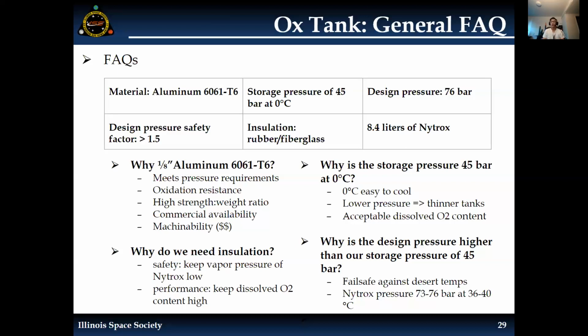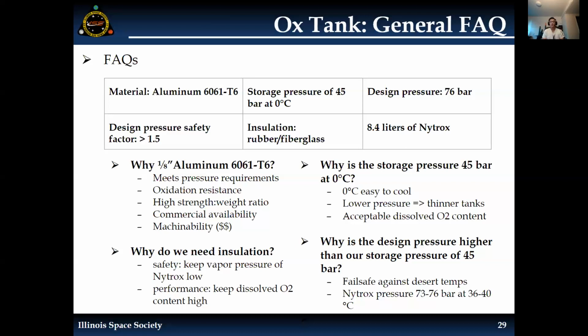Why 45 bar as opposed to something higher, like 80 bar? The lower pressure allows us to manufacture thinner tanks, which saves a lot on mass cost. And 45 bar isn't too low such that the dissolved O2 content is too low. So we're still getting most of the safety and performance benefits.